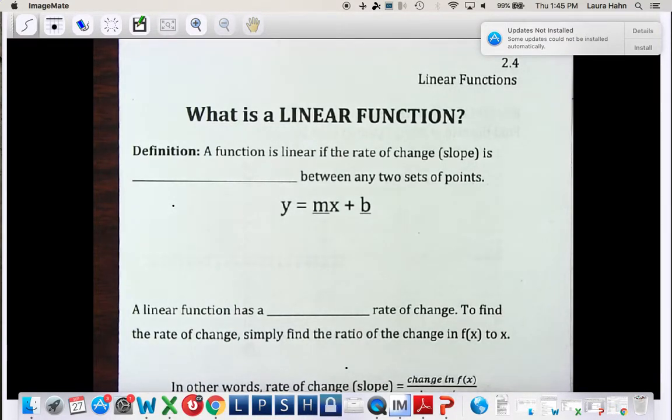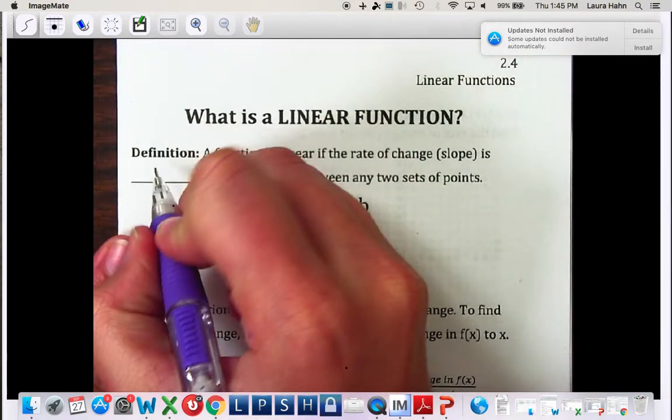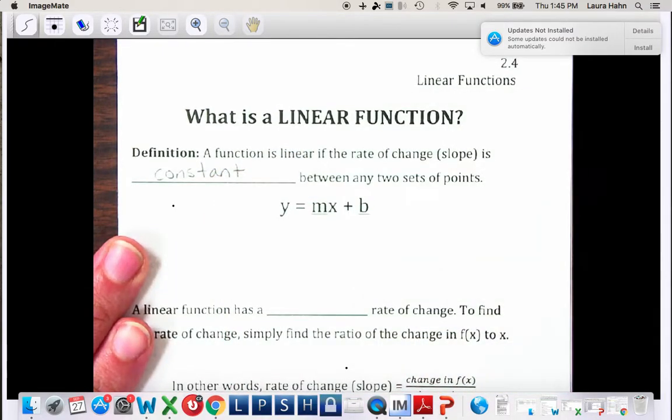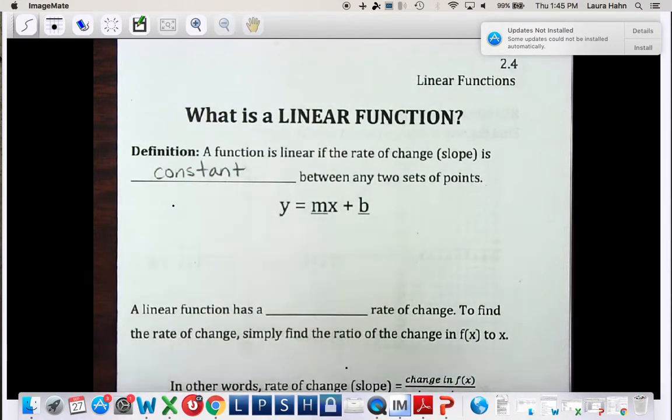Okay guys, so today we're going to start with 2.4, what is a linear function? A function is linear if the rate of change, aka the slope, is constant between any two sets of points. The equation that we're going to be using very often is y equals mx plus b, so we need to understand what the m and the b stand for.